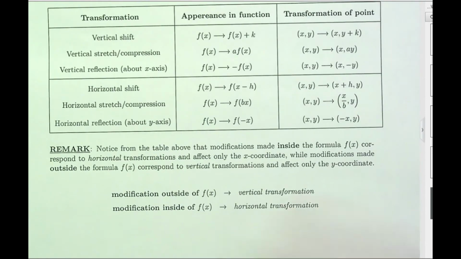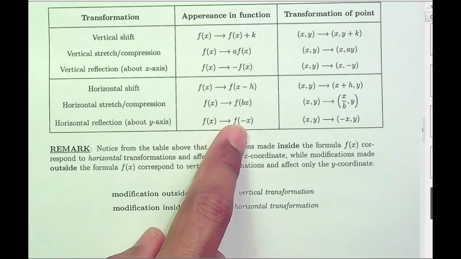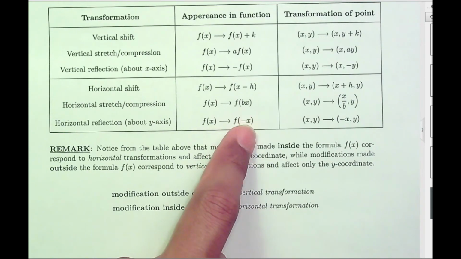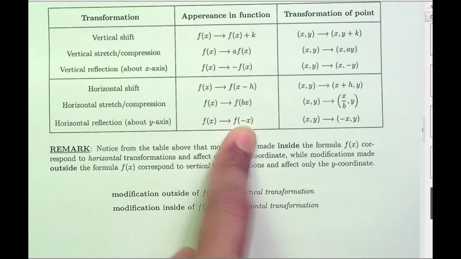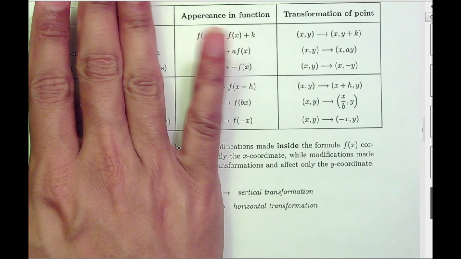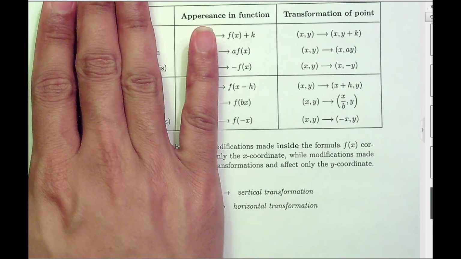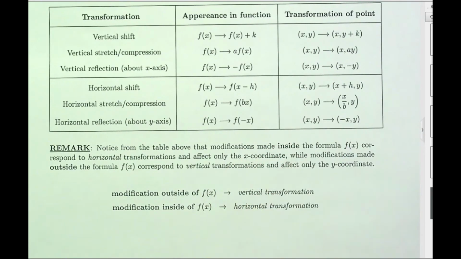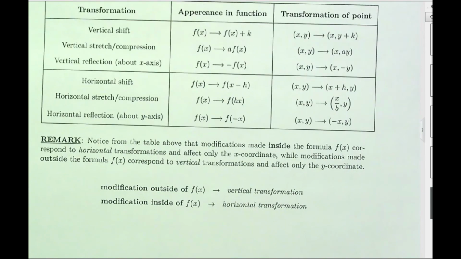Okay, and lastly, if you slap on a negative sign inside f of x, then it is a horizontal reflection. Horizontal because it's happening inside f, so it's a horizontal transformation. Horizontal reflection about the y-axis, so you move from left to right or from right to left, okay? And the only thing that changes again is just the x-coordinate. The y stays the same.